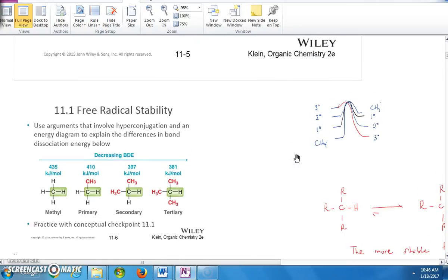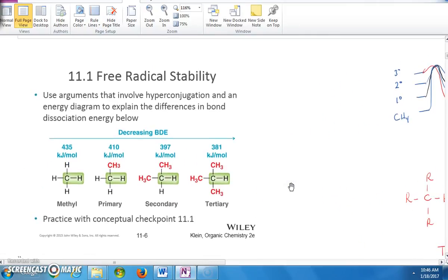And because of the stability of the tertiary radical, the bond dissociation energy is going to be the least. As you can see here, the bond dissociation energy is the least, and that's because the product is more stable. The product is more stable, so the bond is going to break easily, as opposed to that of a methyl radical. You can see the bond dissociation energy is very, very high.